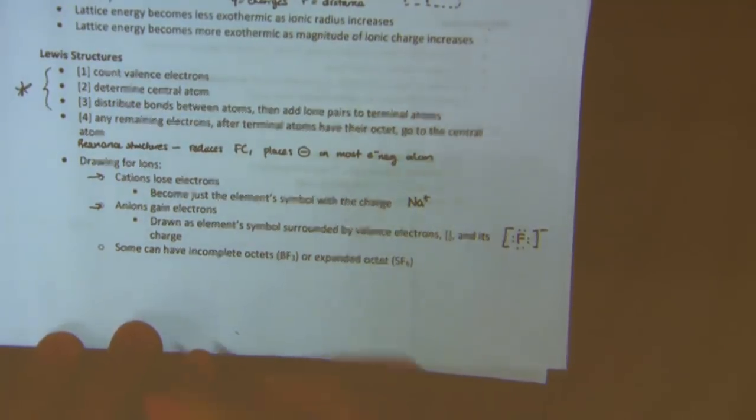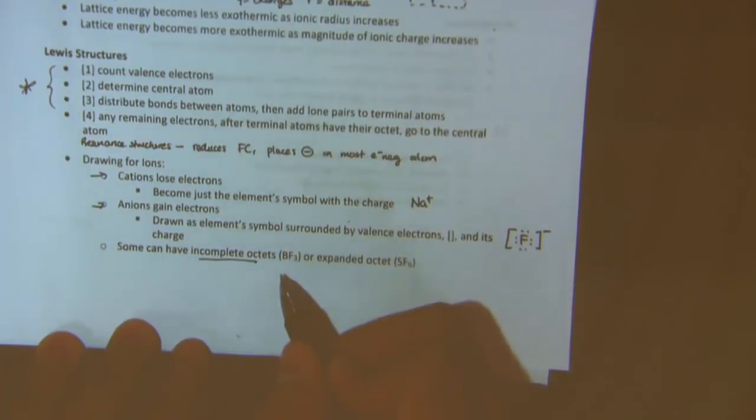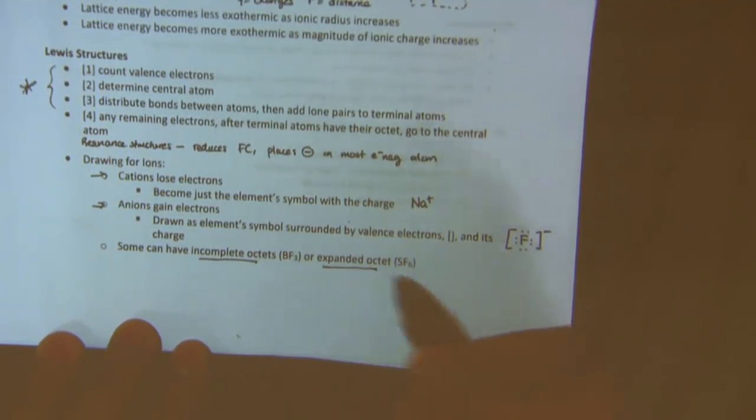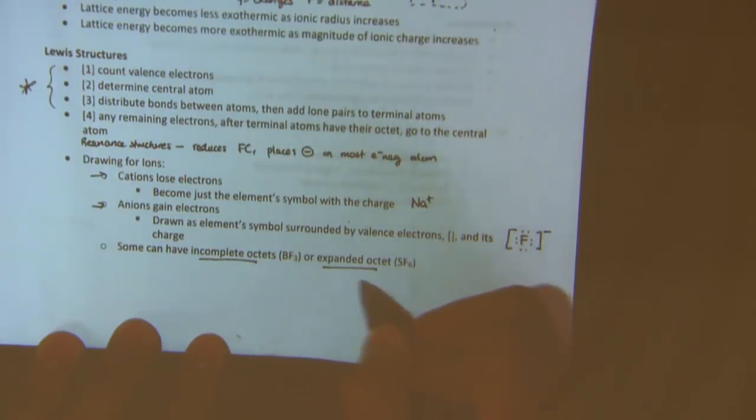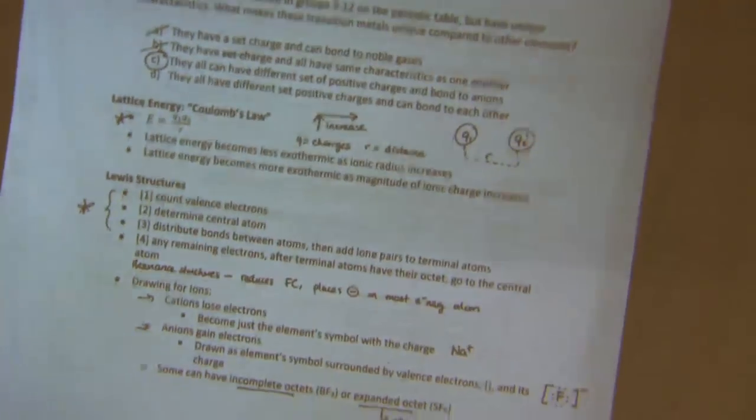And then something else to note is that some can have incomplete octets, which is the case of boron trifluoride, or expanded octets with SF6. Expanded octets can only occur after the third row, because these elements can take advantage of, or access, the available d orbitals. So move on to the next page.